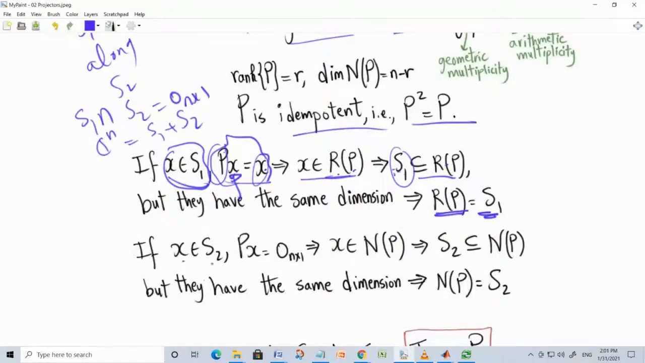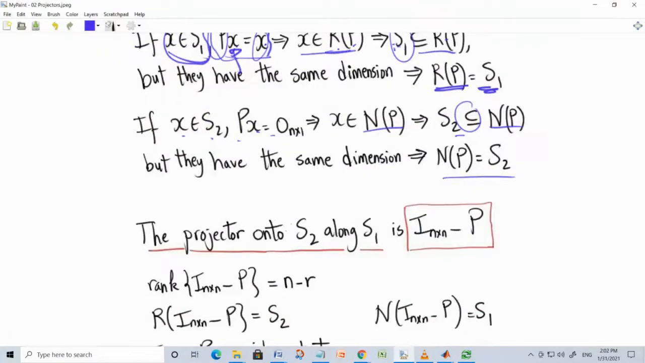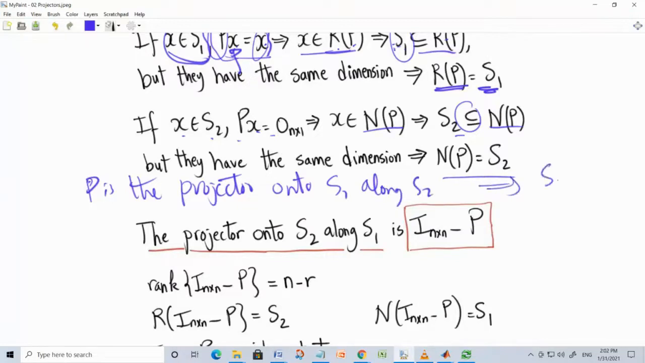Similarly, if x is in S2, Bx is 0, so x is in the null space, so S2 is a subset of the null space, but again they have the same dimension, and so they are the same. So basically B is the projector onto S1 along S2. You will discover that the range of B is S1 and the null space of B is S2. And this is sort of by design.